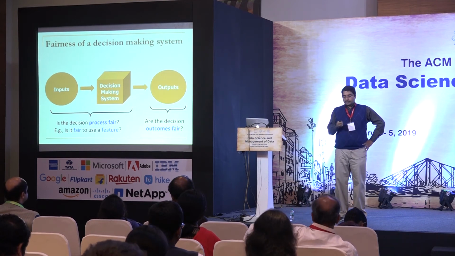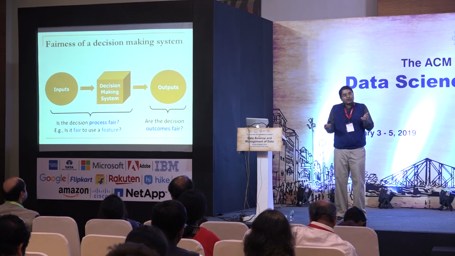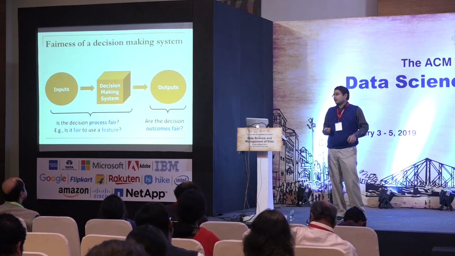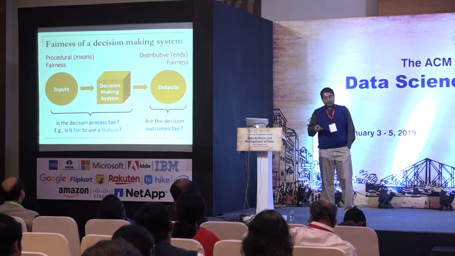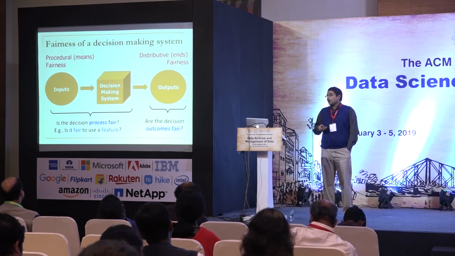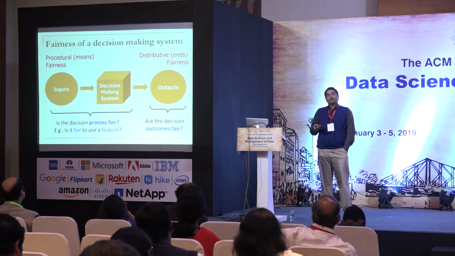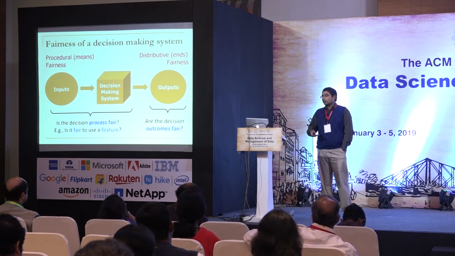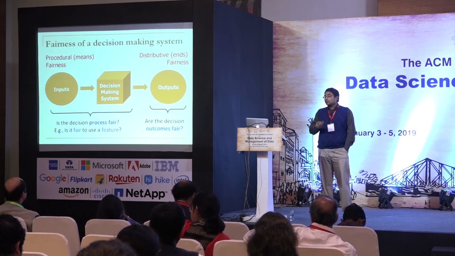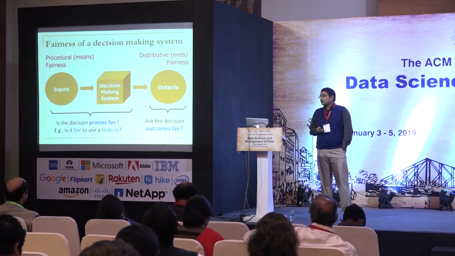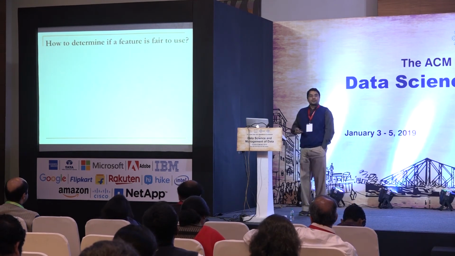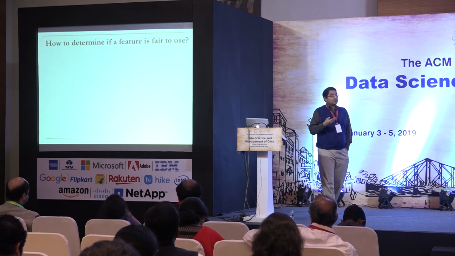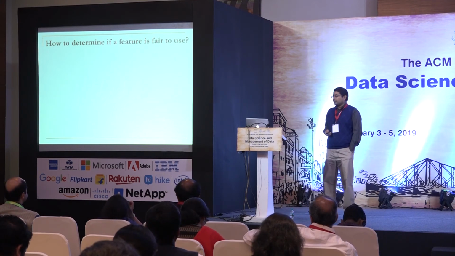But why are we feeling that there is something unfair about it, and how do we capture our feelings of unfairness here? The point to recognize is that most of the works done so far focused on what is known as distributive fairness, the fairness of the outcomes or the ends of decision making, but not procedural fairness, the process of decision making. So the question comes up: how do we determine if a feature is fair to use, which is a question that matters in procedural fairness?